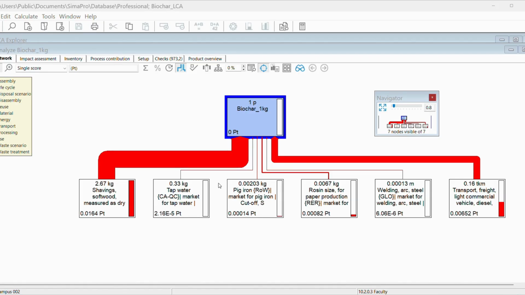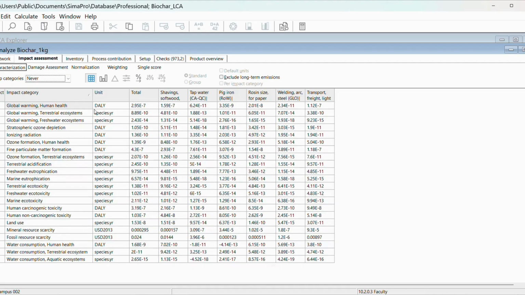Now let's explore the environmental impact contributed by each inventory and activities associated during production of biochar. To do so, we should click here, impact assessment, and this will provide us the category wise environmental impact. There are several categories of environmental impact. As you can see here, let's say global warming, human health, global warming, terrestrial ecosystem, acidification, eutrophication, ecotoxicity, and so on.